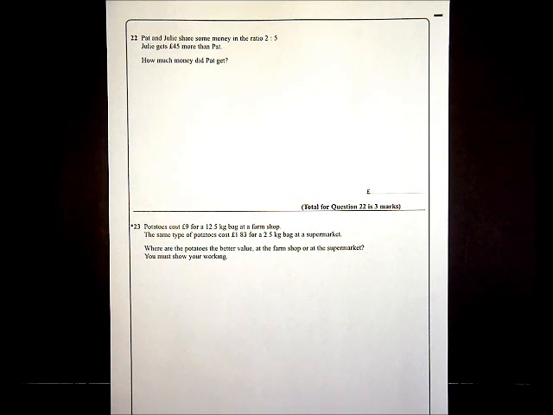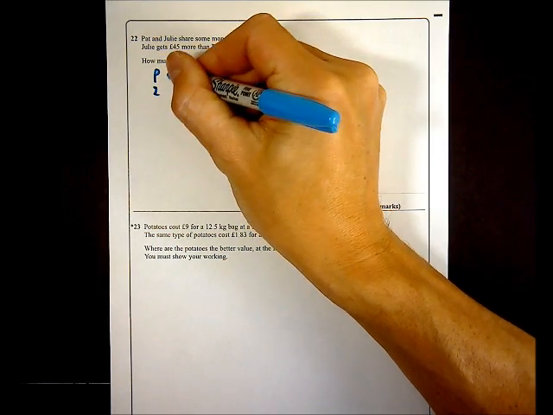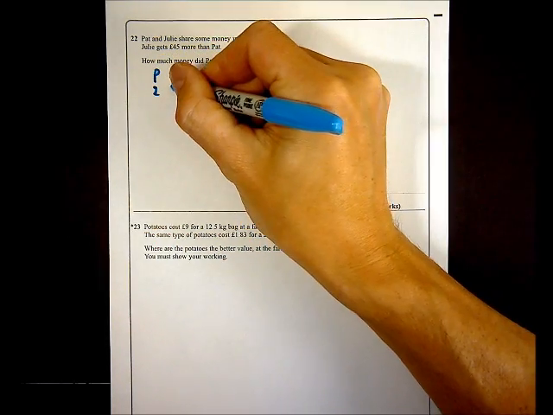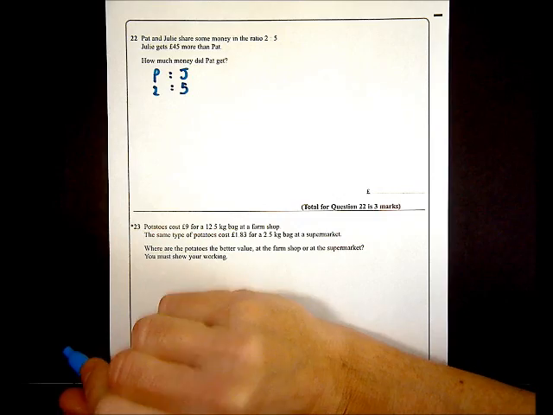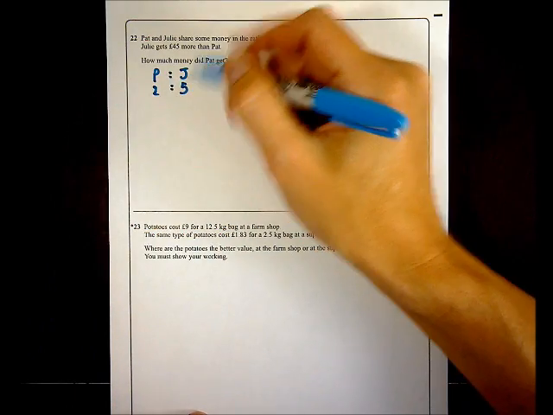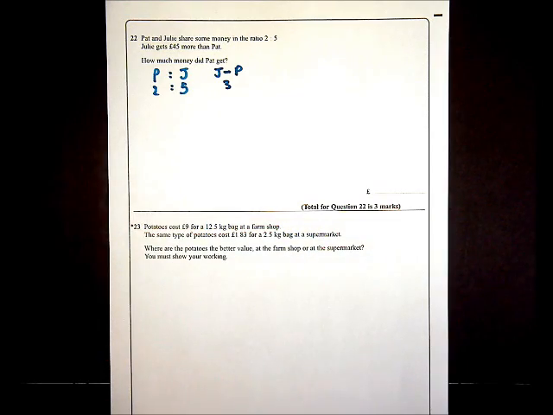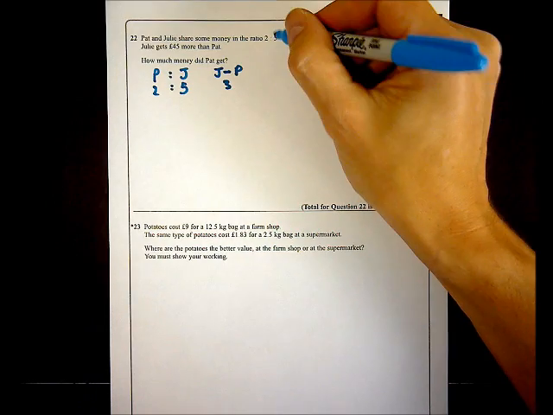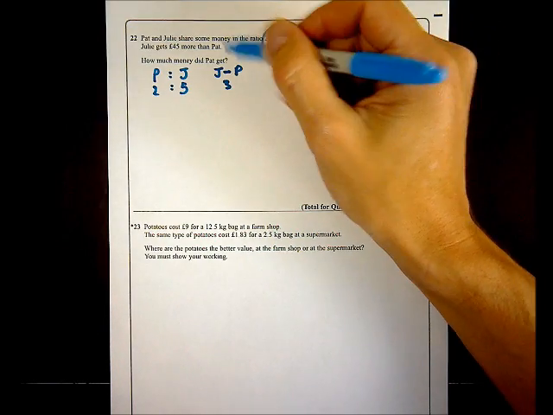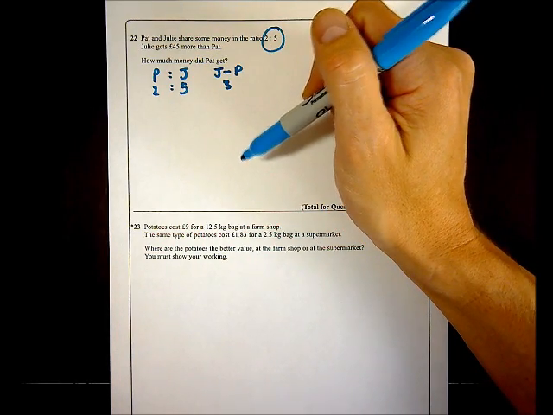On question 22, I'm told that Pat and Julie share some money in the ratio of 2 to 5. So Pat gets 2 and Julie gets 5. And I'm told that Julie gets £45 more than Pat. So at this point, Julie take away Pat is £3. So at the moment, Julie is getting £3 more than Pat with just this initial ratio. And I want to find out what ratio will give me Julie getting £45 more than Pat.